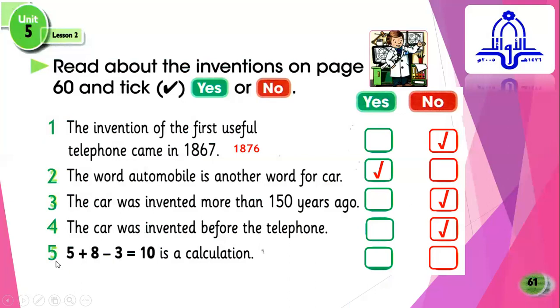Finally, 5 plus 8 minus 3 equals 10. 5 plus 8 is 13. Minus 3 equals 10. This is a correct calculation, so we tick on yes. The calculation is correct. These questions are important, dear students.